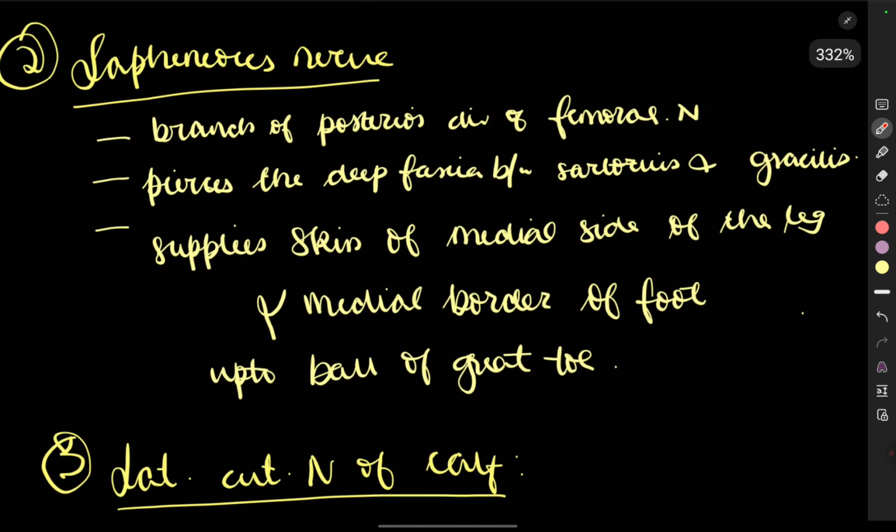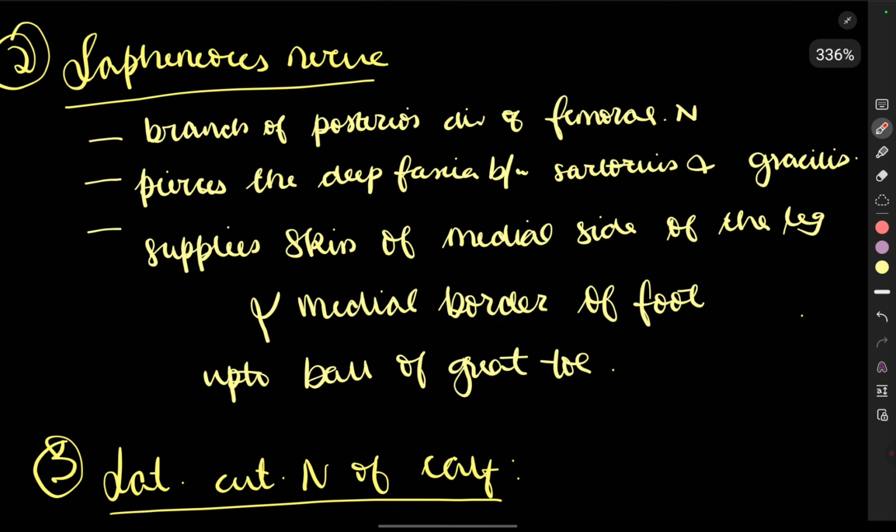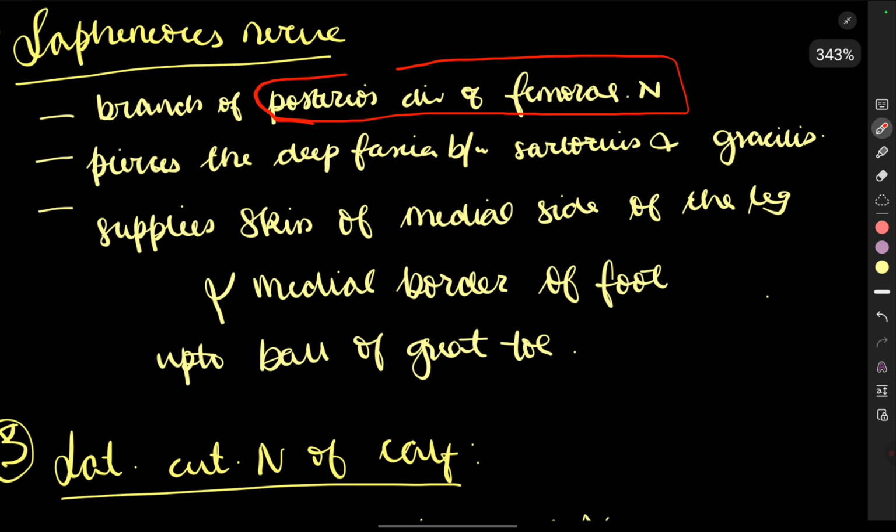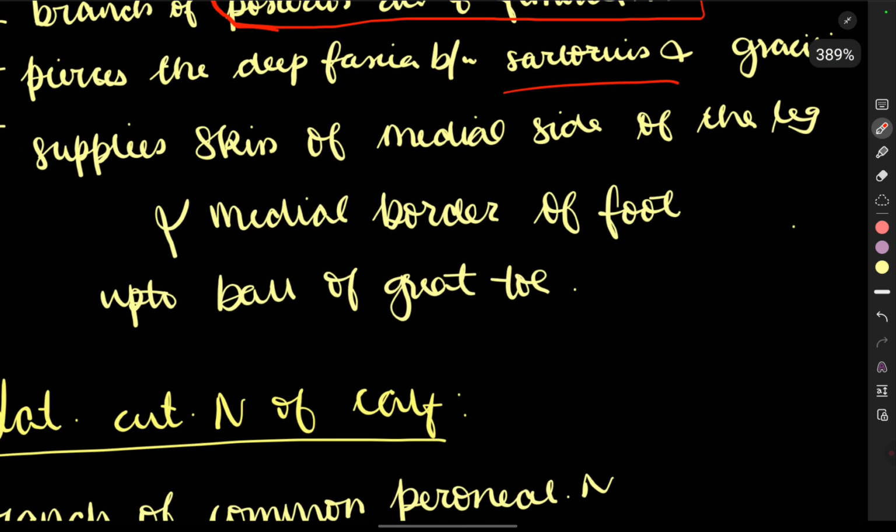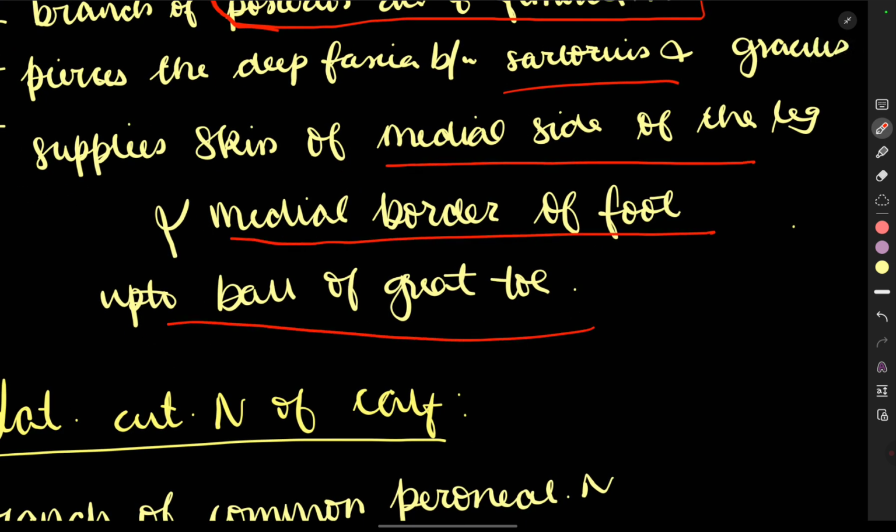Now this, we have the saphenous nerve, the actual nerve. It is a branch of the posterior division of the femoral nerve. It pierces the deep fascia between the sartorius and the gracilis. Now it supplies the skin on the medial side of the leg and the medial border of the foot up to the ball of the great toe.